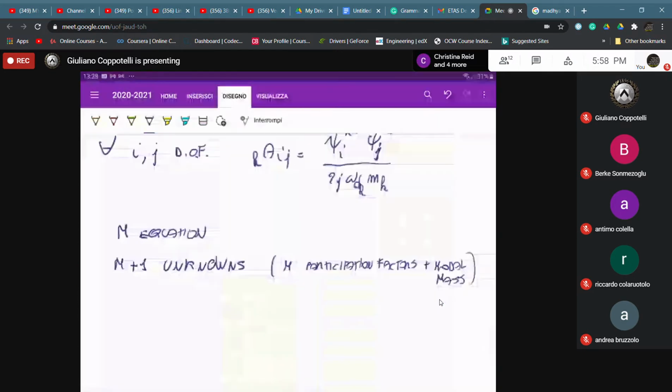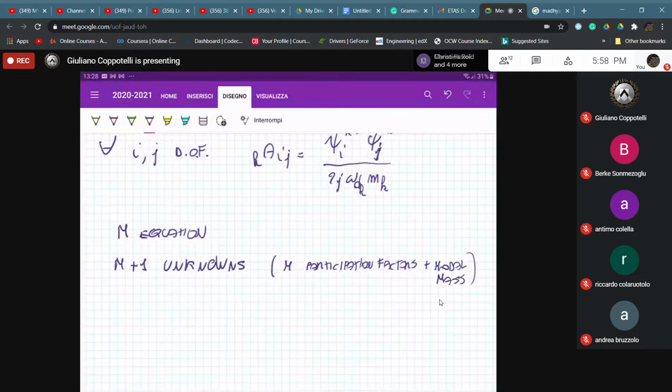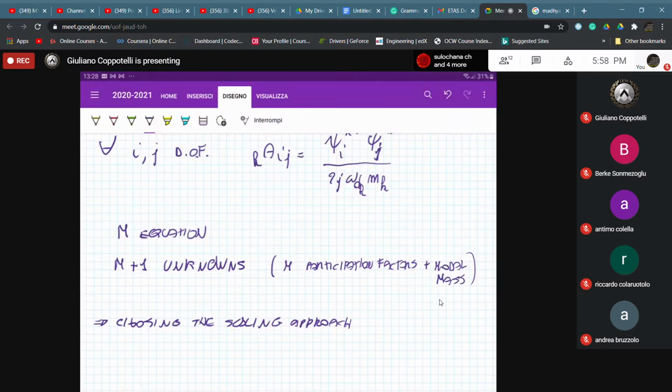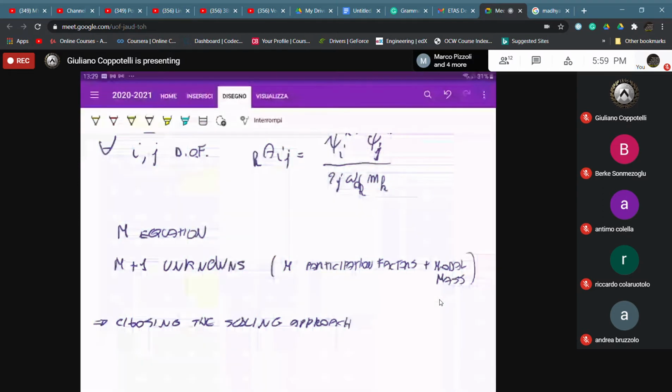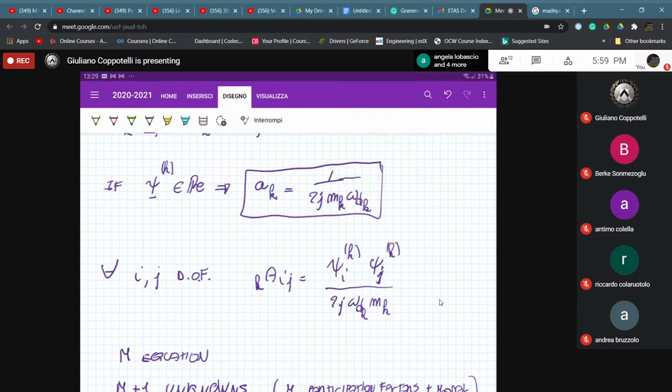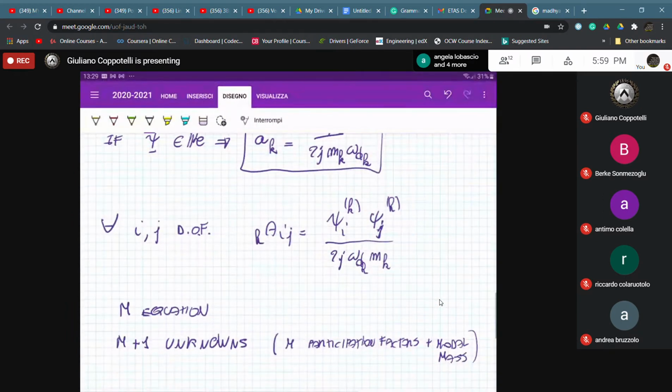Okay, so how can we do that? What we are doing is just choosing the scaling approach that we would like to follow. Most shapes are all defined up to one unknown constant. From the experimental point of view, we are now choosing our scaling constant. How can we do that? Just remember the information of the residual terms in terms of the model parameters.